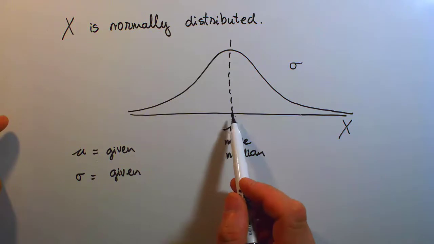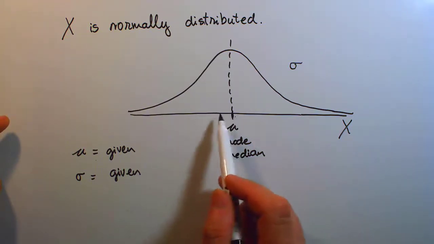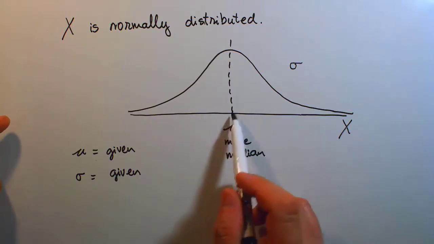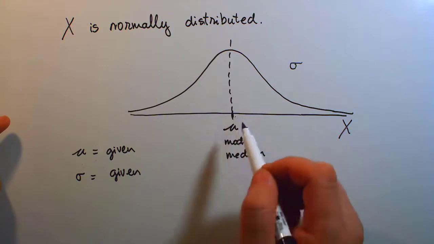Those values of x to the left-hand side of the mean represent values below the mean, and of course those to the right-hand side represent values that stay above the mean, or above the center.